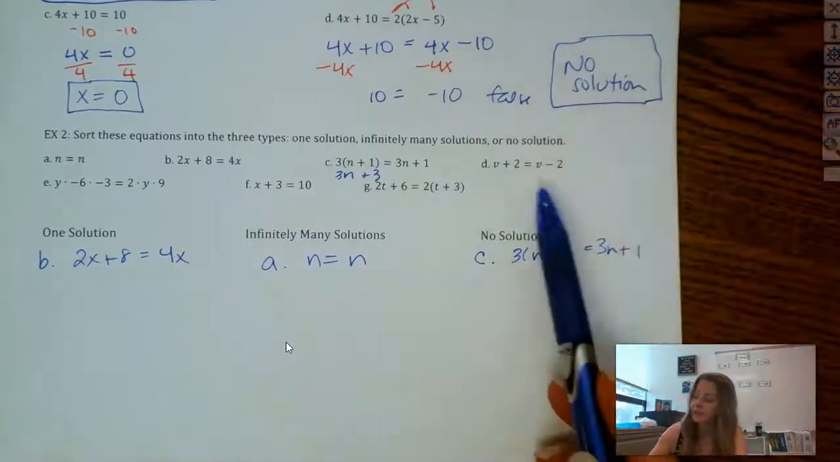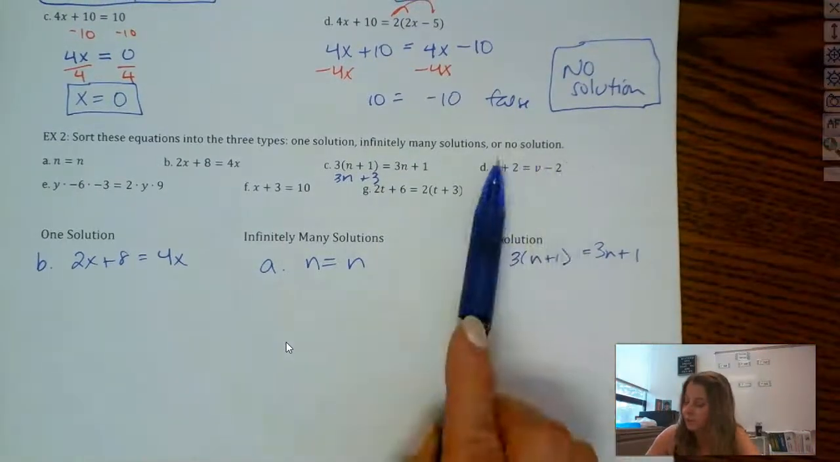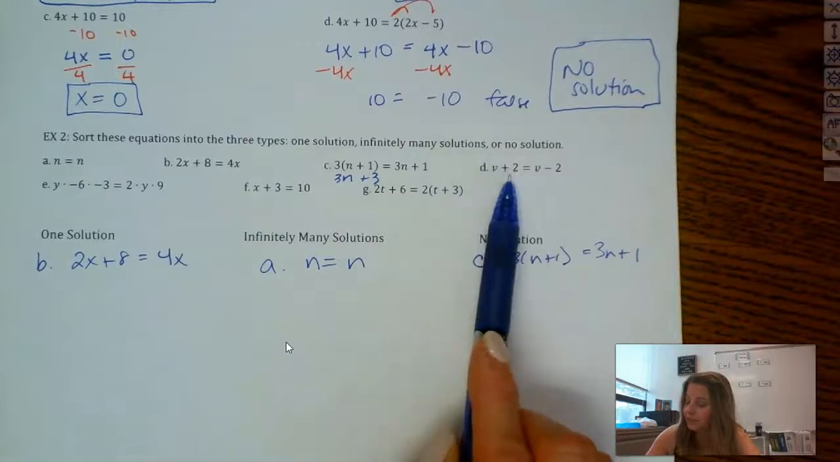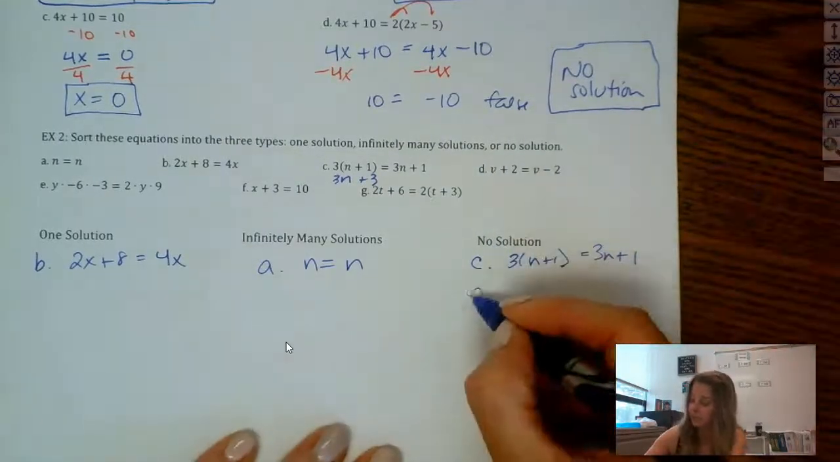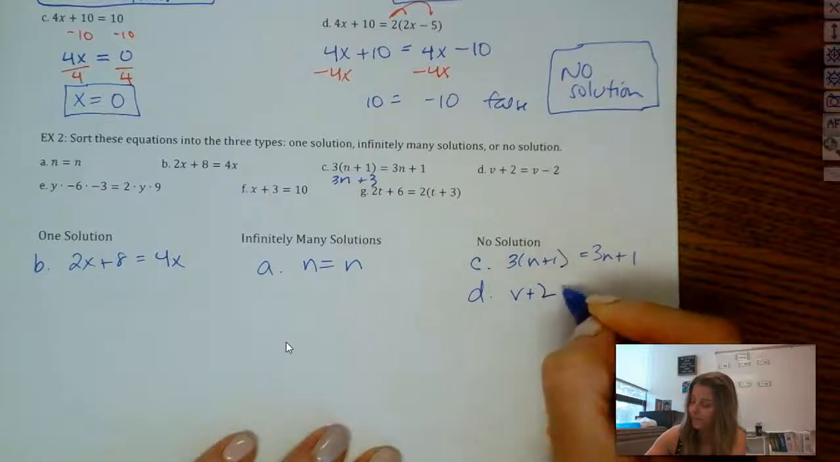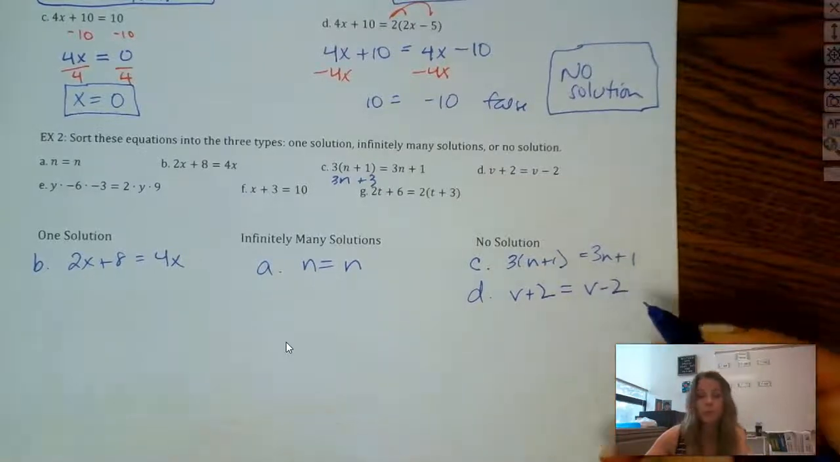Letter D, v plus 2 equals v minus 2. So my v's can cancel out. 2 and negative 2 are definitely not the same number. That's another no solution. So I will add it under the no solution column.